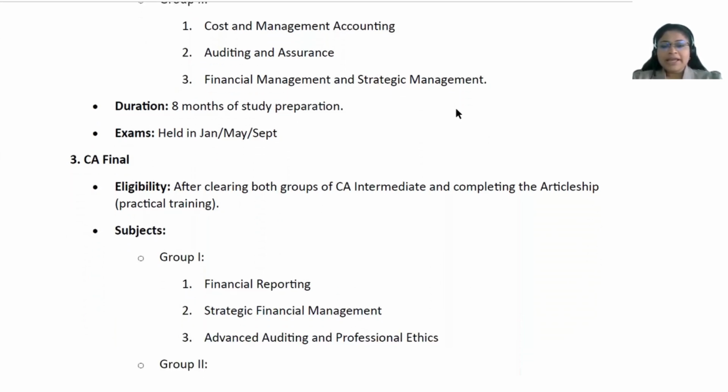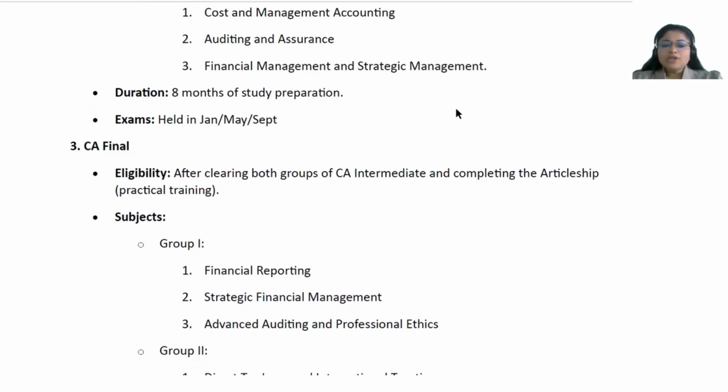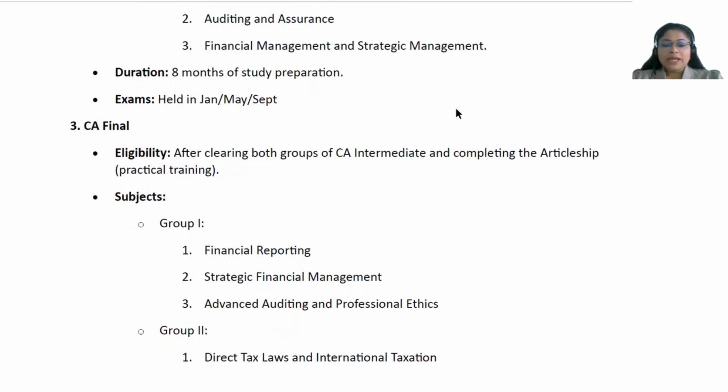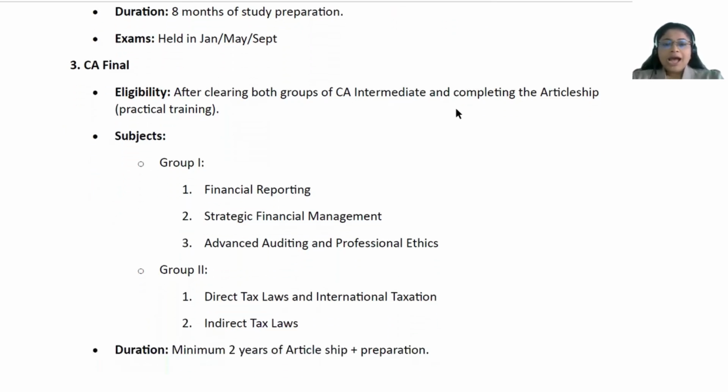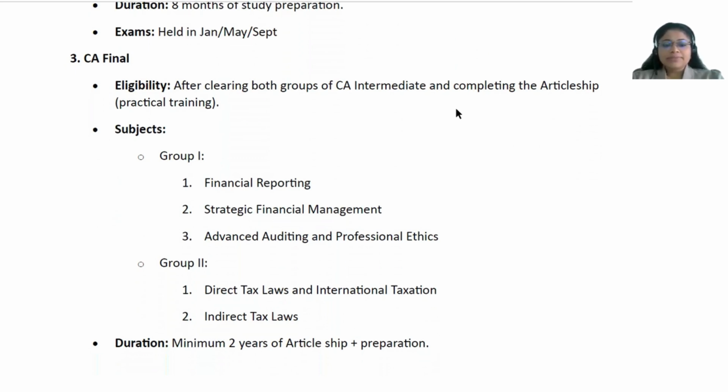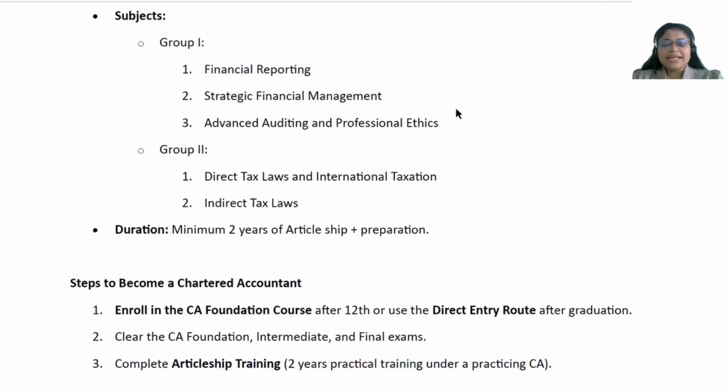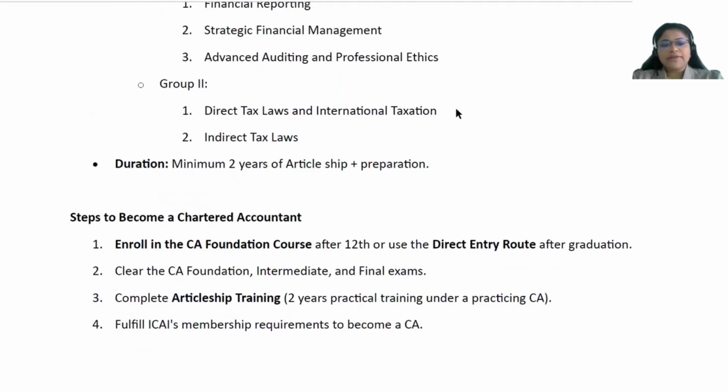And the eligibility criteria is that you should have completed both the groups of CA Intermediate and the articleship period of 2 years. The Final also has 2 groups, Group 1 and Group 2, each with 3 subjects. Beginning with financial reporting, advanced financial management, advanced auditing and professional ethics in Group 1, and Group 2 has direct tax and international taxation followed by indirect tax, and paper 6 is open book, a simple case study with disciplinary. And the duration, as said, is 2 years of articleship plus preparation for Final.